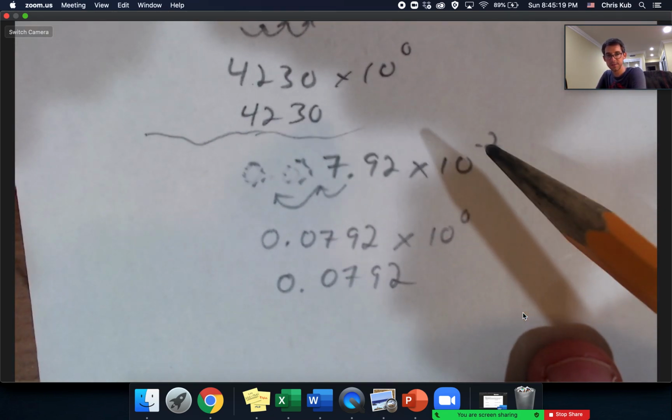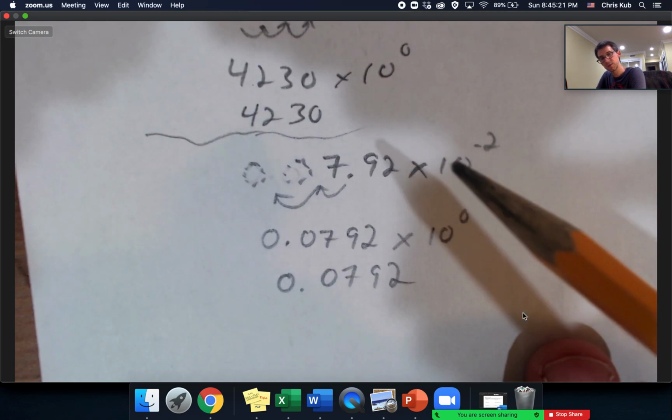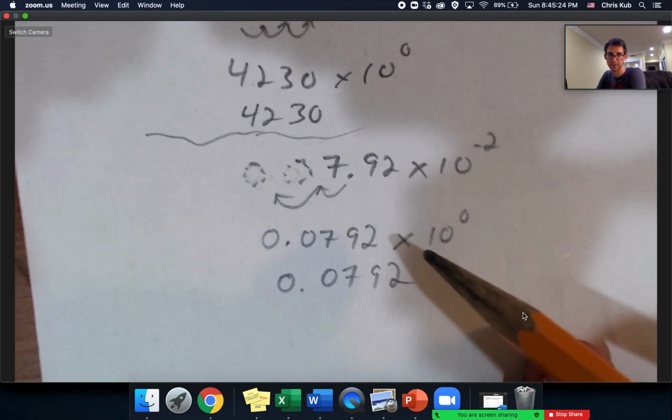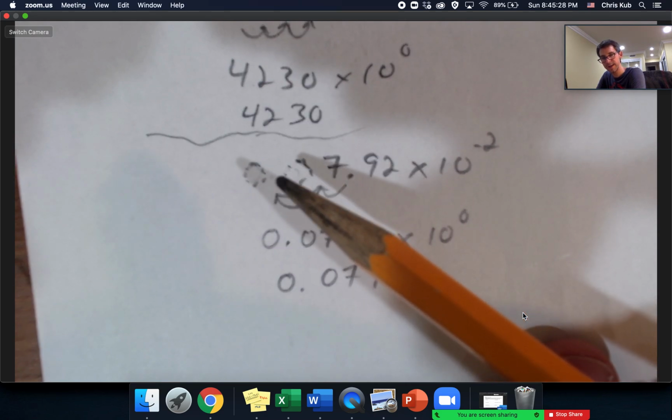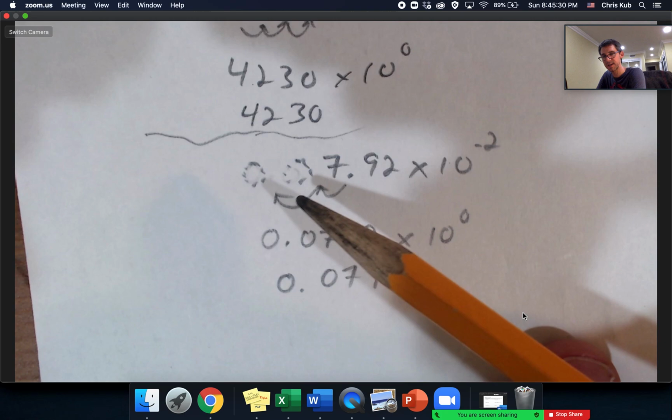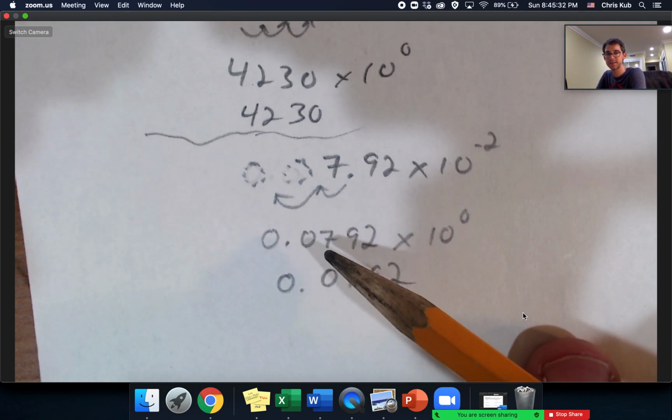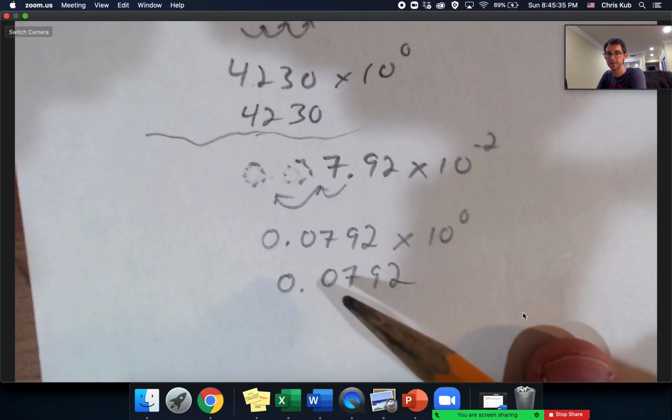And finally, what if you're dealing with a small number, less than 1? Okay, so you want to get rid of 10 to the negative 2, then you move 2 times to the left to turn it into 10 to the 0. So move our decimal once, twice. There were some imaginary zeros here. So now we have 0.0792 times 10 to the 0, or 0.792.